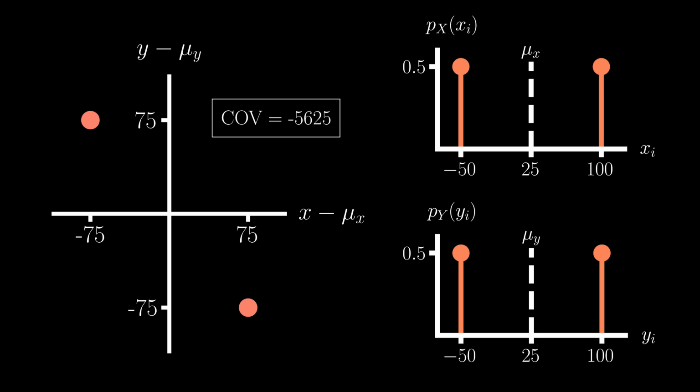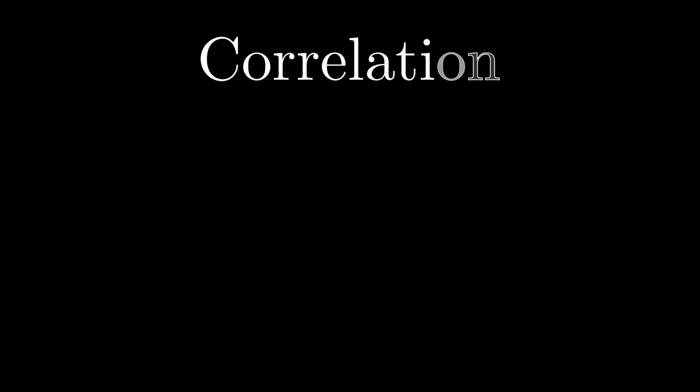A large covariance might just mean the variables have large units of range. And so what we need is an intuitive scale-independent metric that lets us easily compare how strongly two variables are related, no matter their units of scale. And that's exactly what correlation provides us. And I should note here that while there are multiple correlation measures, the most common is Pearson's correlation.